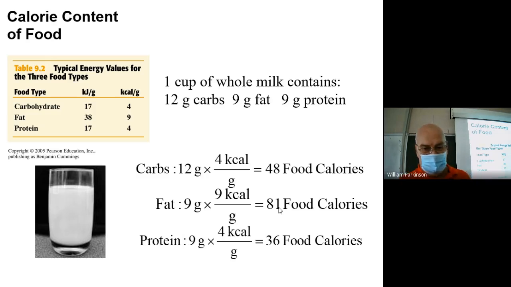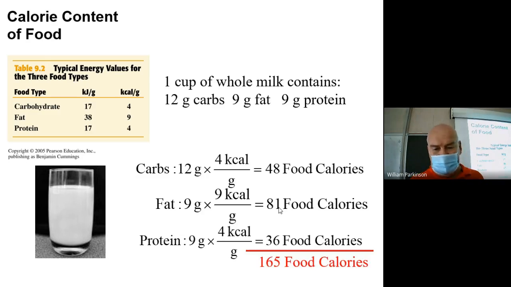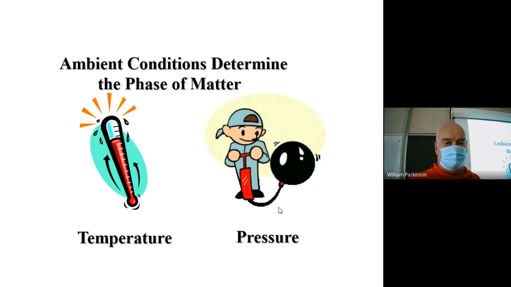Then I can take my 9 grams of protein from the milk, which is part of the amino acids and all the good stuff that is in the milk from the cows. 4 food calories per gram. There's 36 food calories from only the protein. Add these all together, and it would tell me that my cup of milk has 165 food calories. So again, this is exactly what the USDA does to determine the caloric content of your food sample.